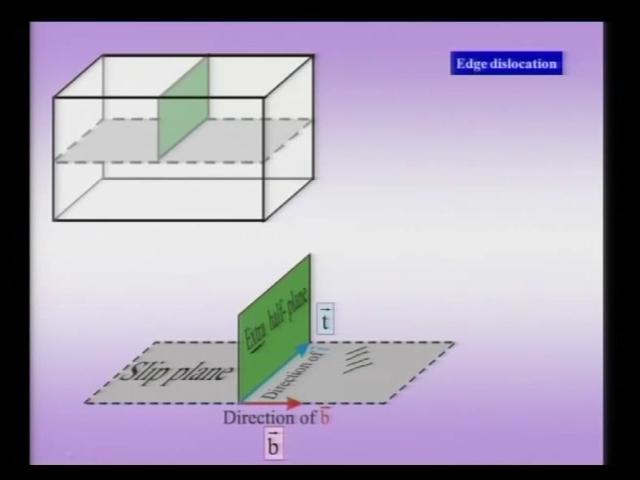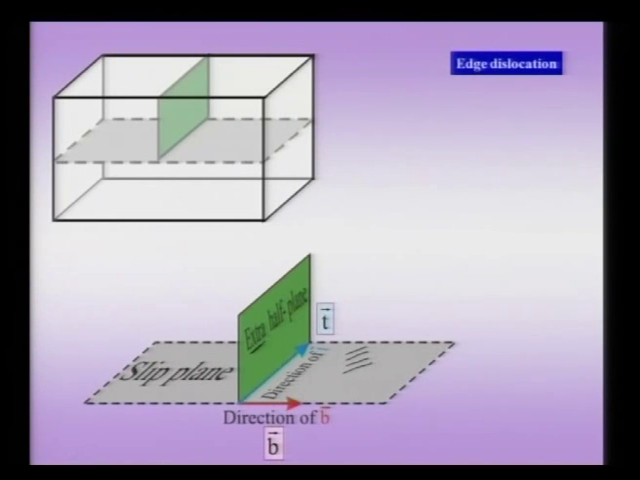Now the T vector goes inward. Of course this is not a unit T vector. I could always draw a unit T vector, which is now shown in the blue colored vector. And the B vector, again this is not crystallographically shown, so you should remember this is just a schematic. And this red vector is the Burgers vector.